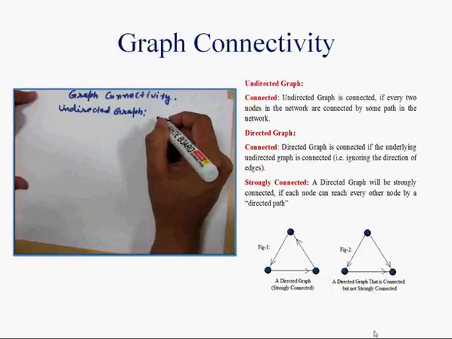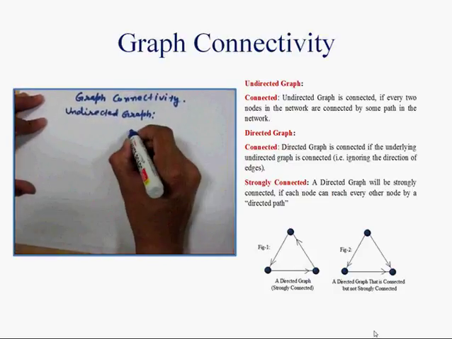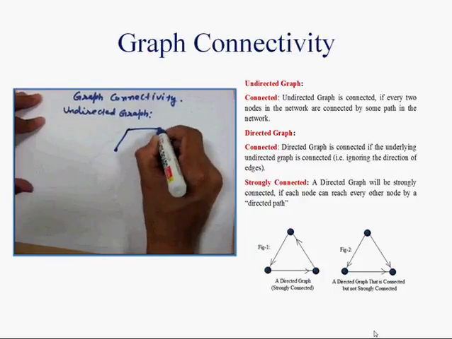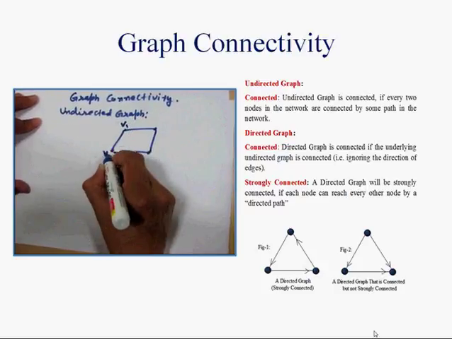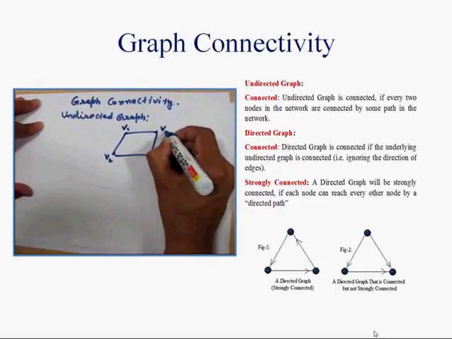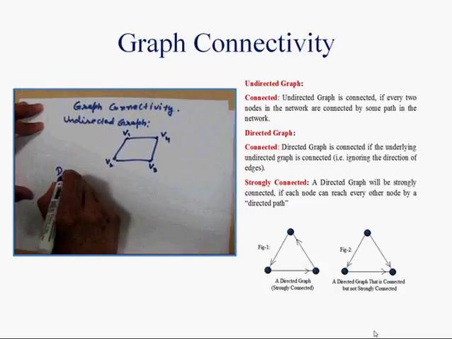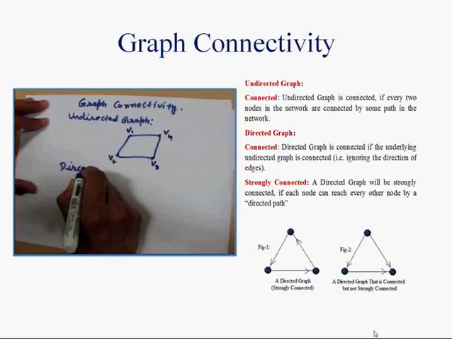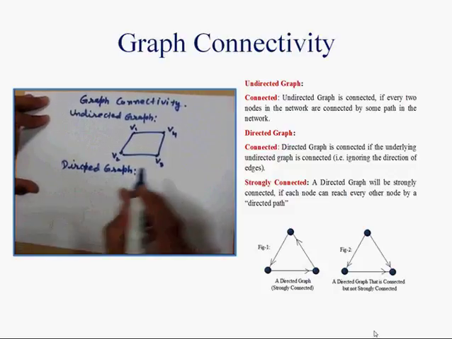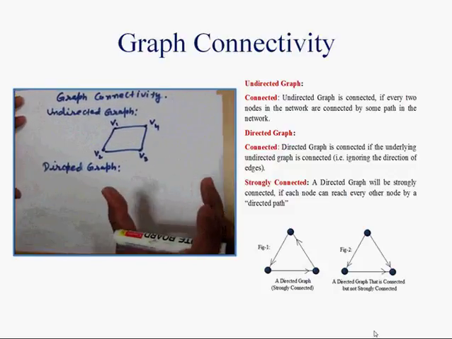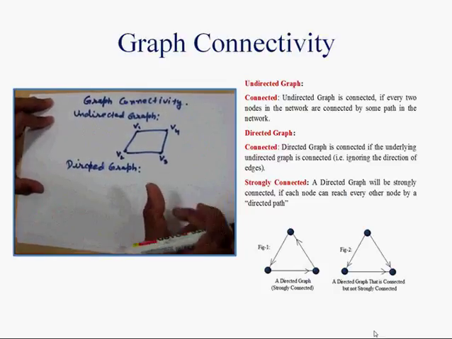An undirected graph is connected if every two nodes in the network are connected by some path in the network. For example, a directed graph. A directed graph is connected if the underlying undirected graph is connected. It means we are ignoring the direction of edges.